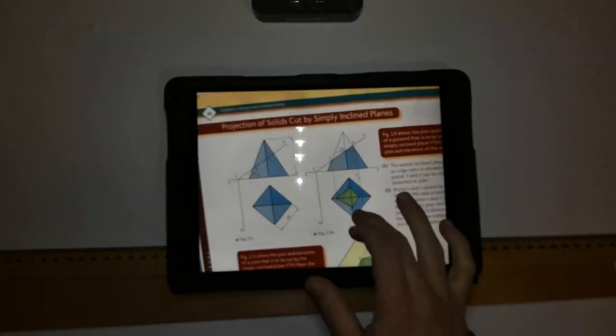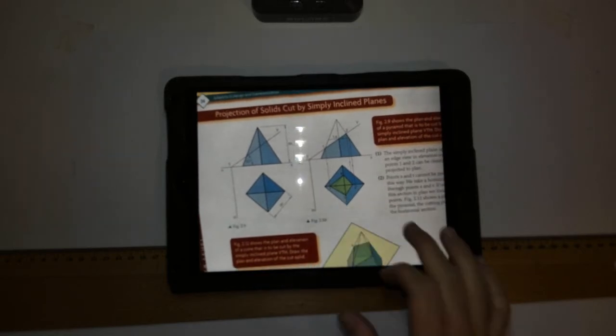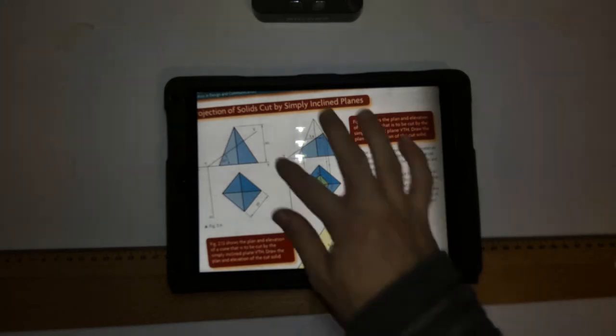Alright lads, in this video I'm going to go through the two questions on page 26 of your book. The first one tells us figure 2.9 shows the plan and elevation of a pyramid that's to be cut by the simply inclined plane VTH. Draw the plan and elevation of the cut solid.